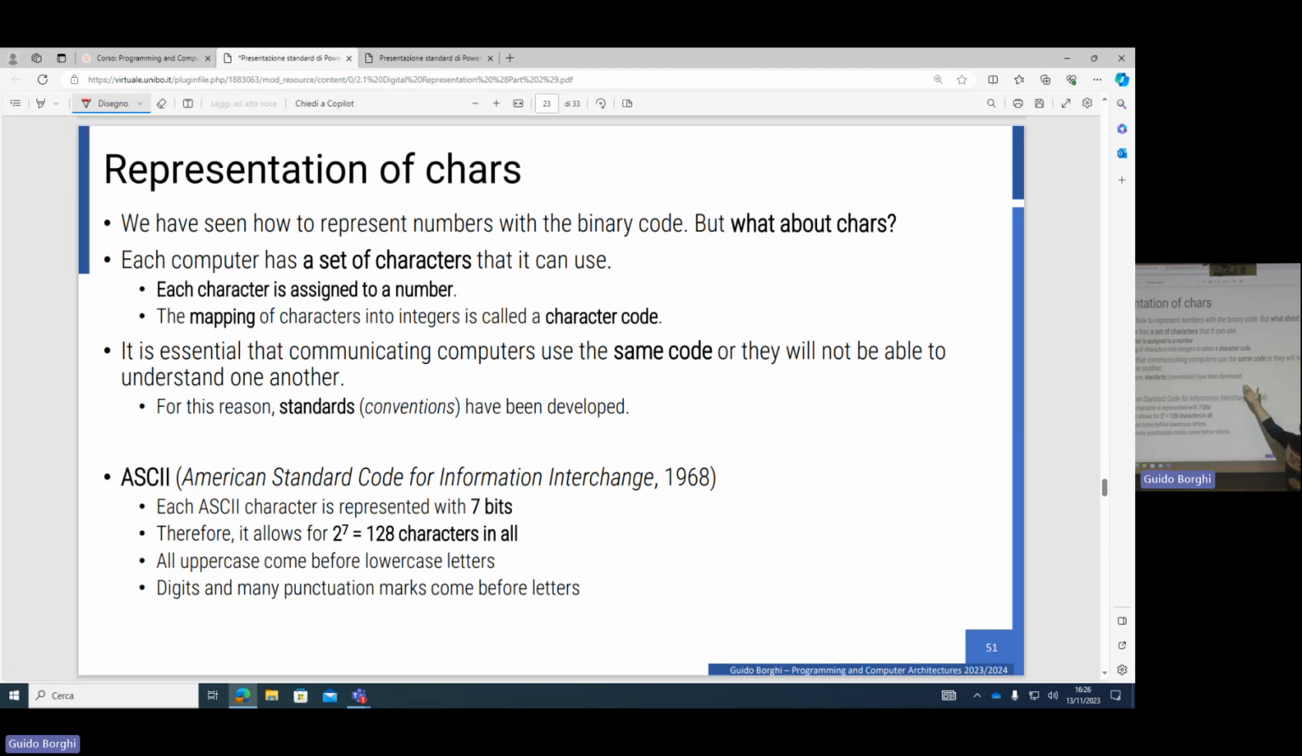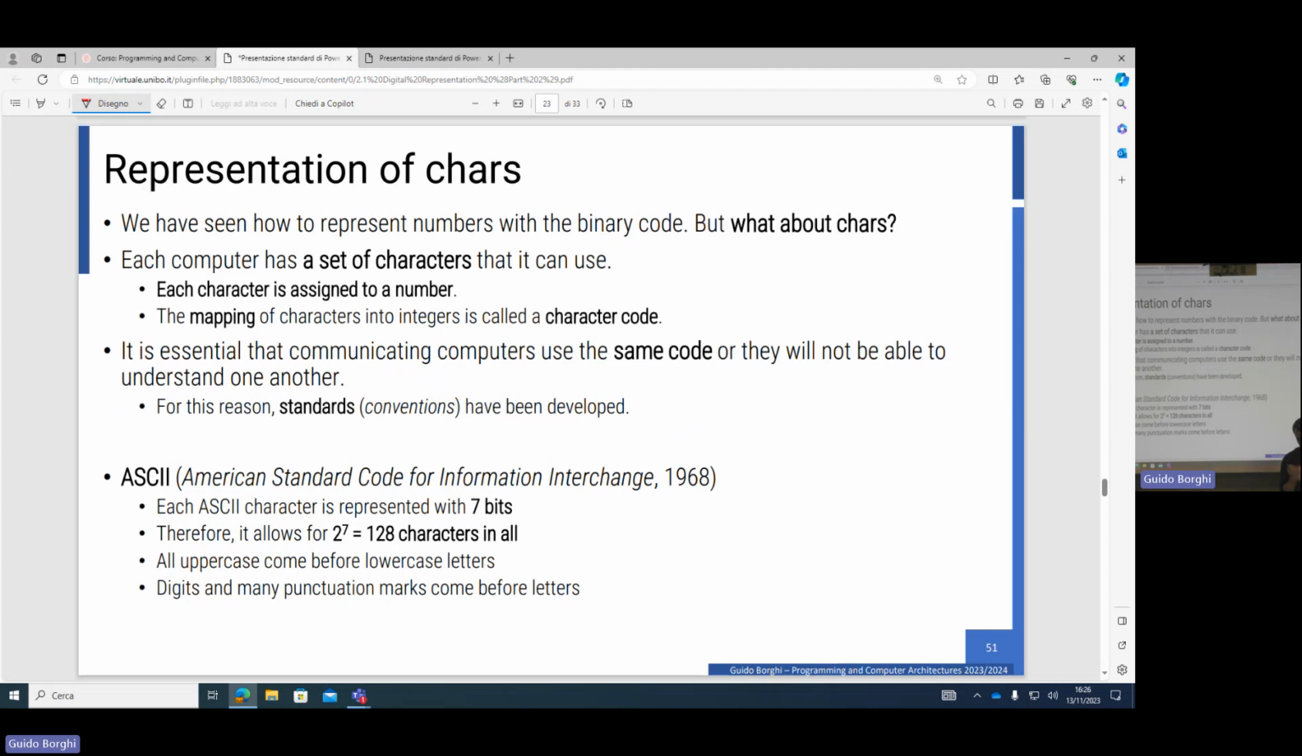Of course, it's essential that if you want to communicate between two different computers, we have to use the same code, the same character code, okay? It's important. And for this reason, since we want all the computers all around the world to have the ability to communicate, we have introduced many standards, conventions that we have to use to make it possible for two different computers to communicate together, okay?